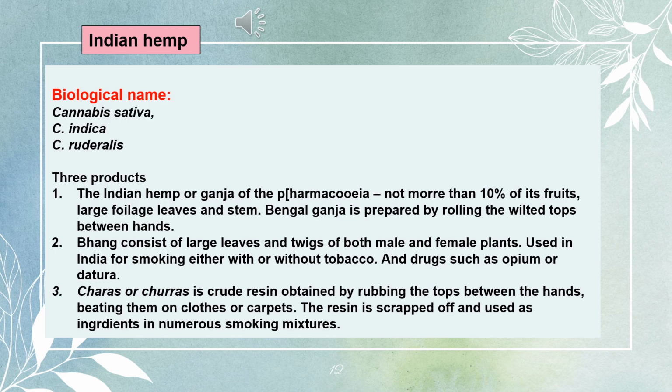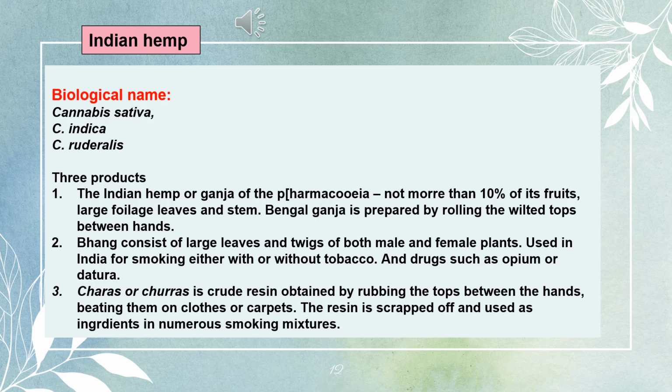The second is bhang. It consists of large leaves and twigs of both male and female plants, used in India for smoking either with or without tobacco, and drugs such as opium or datura. Another one is charas or churas. It is a crude resin obtained by rubbing the tops between the hands, beating them on cloths or carpets. The resin is scraped off and used as an ingredient in numerous smoking mixtures. I think you are already familiar with this drug.